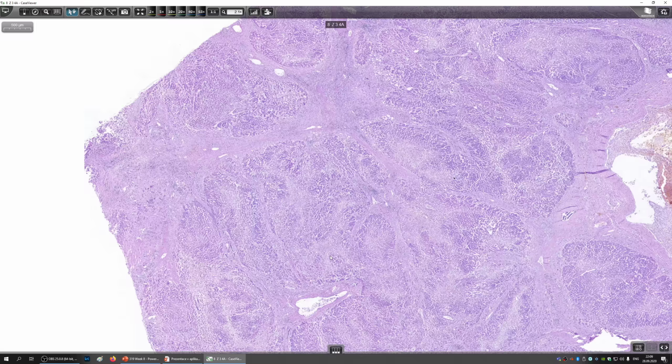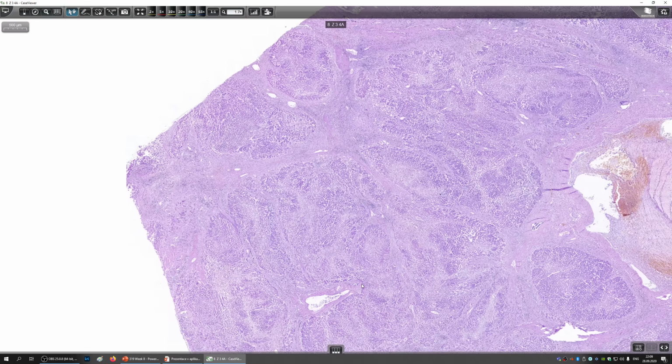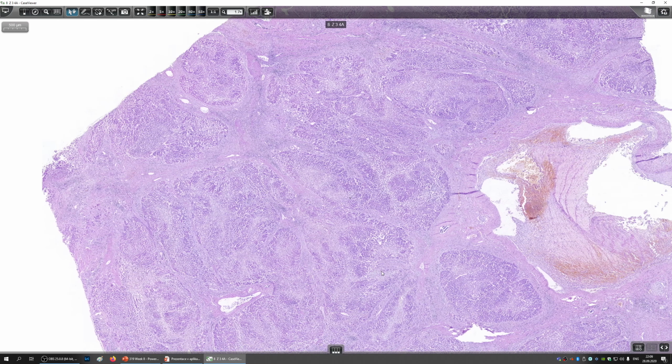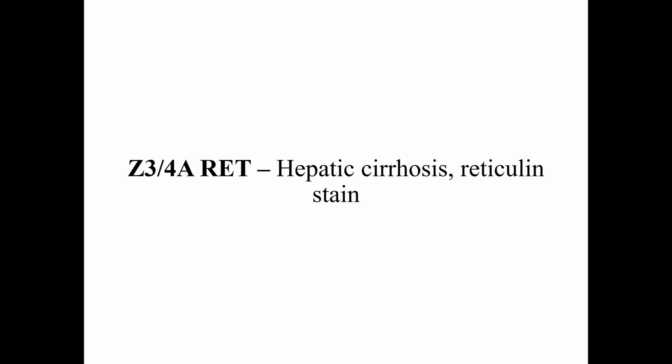In many cases, people can survive with cirrhosis for decades, or it's just incidentally discovered during autopsy. In other cases, they die of it very quickly. It's very individual how it goes. So now I will just show you a special stain that we use to highlight cirrhosis.